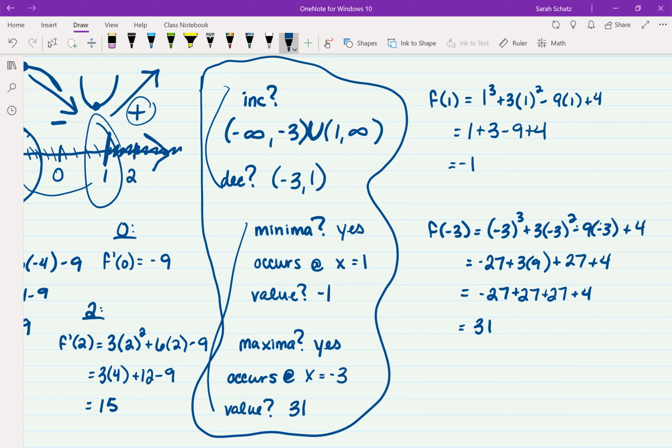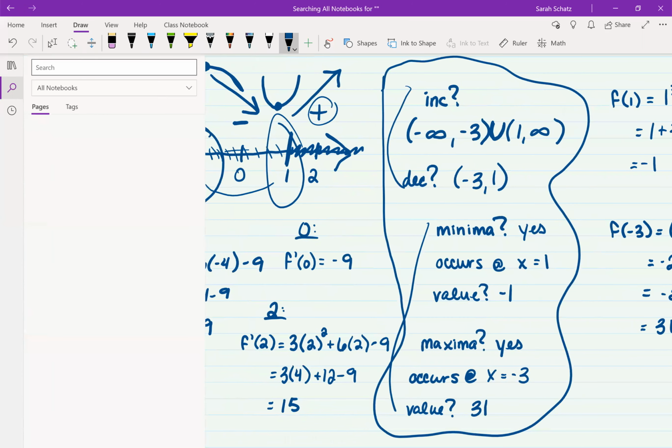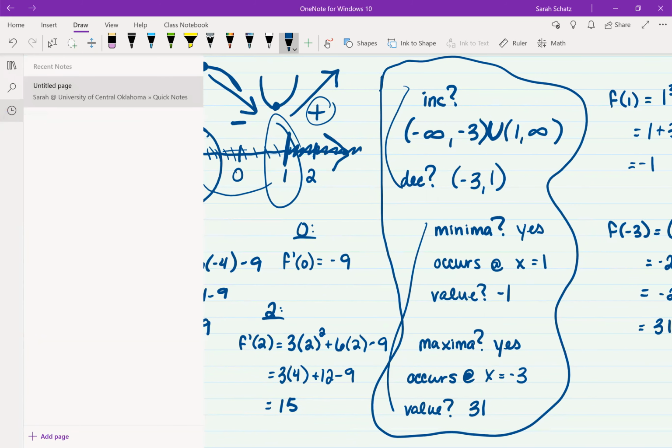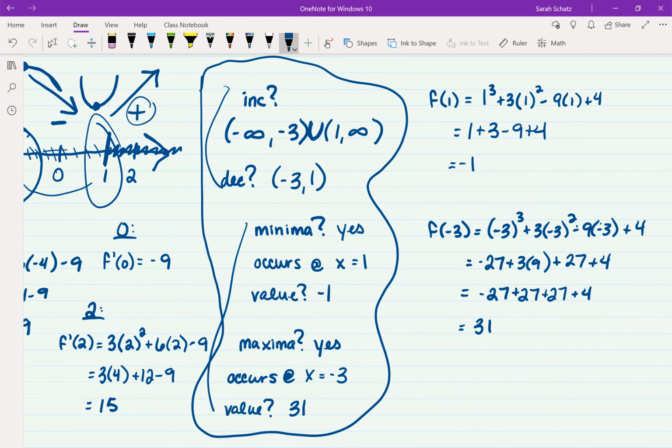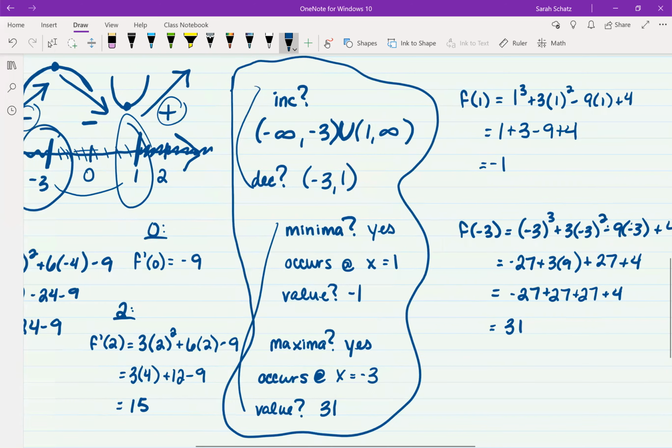You guys, I think the biggest thing that can happen on these problems is confusion about the fact that we're really always dealing in x values. We only find a y value when it specifically asks us to. Your intervals are always in x values. They're always talking about going left to right, never about going up and down. Don't let it confuse you guys.